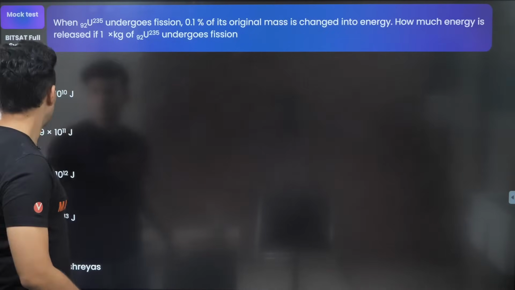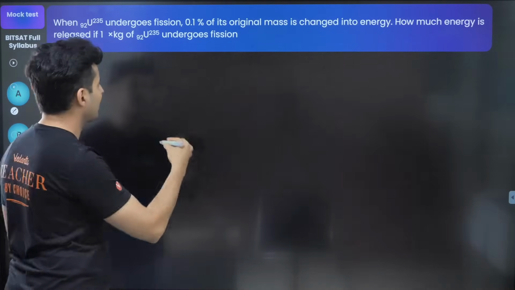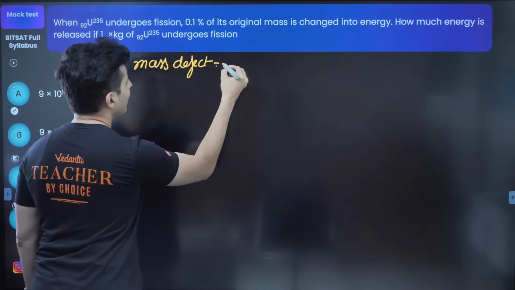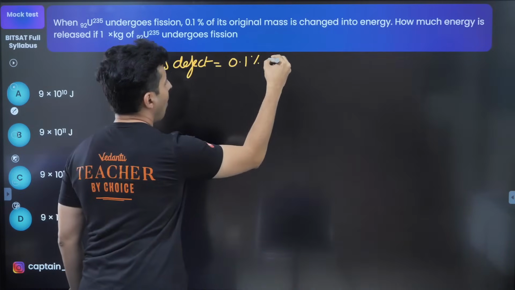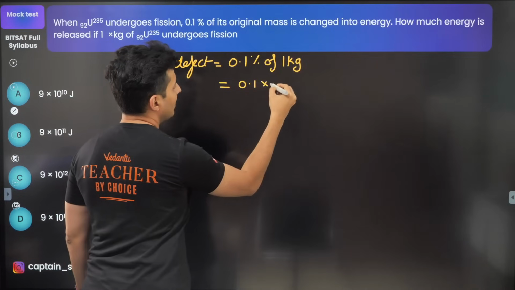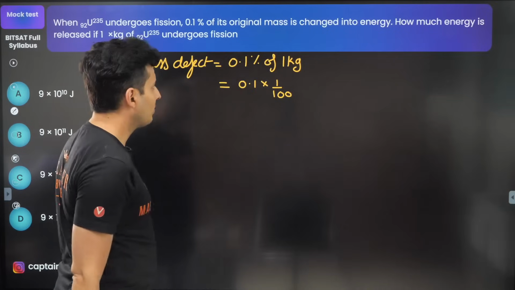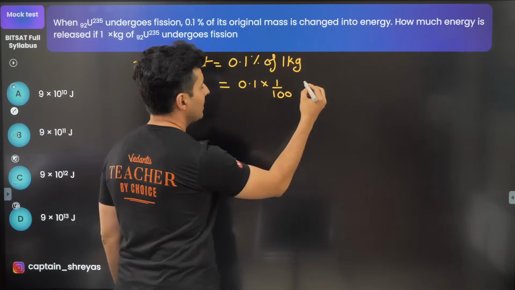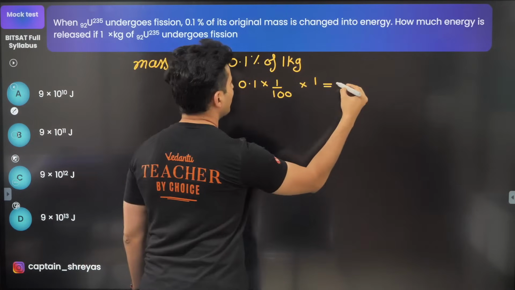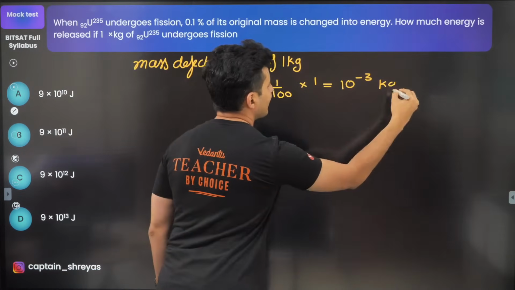Now as per the question, 0.1% goes into energy, and if I have to talk about the mass defect, so the mass defect will be 0.1% of 1 kg. 0.1% is 0.1 into 1 divided by 100, right? So that's what 0.1% is. And all you need to do is, this is 1 kg, so this is into 1. So this is as good as saying it is 10 to the power minus 3. So this is the mass defect.